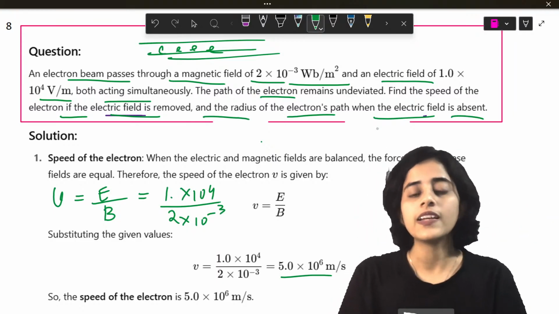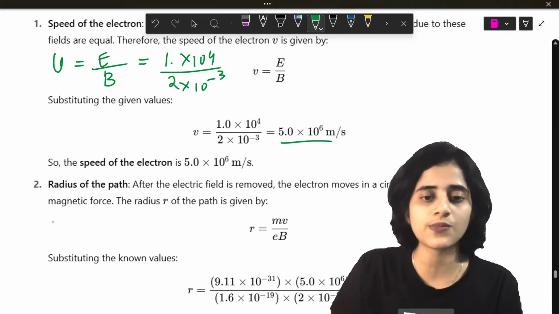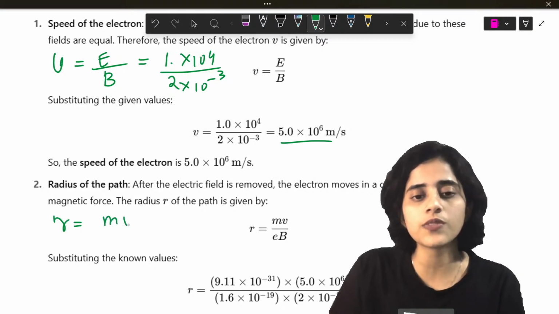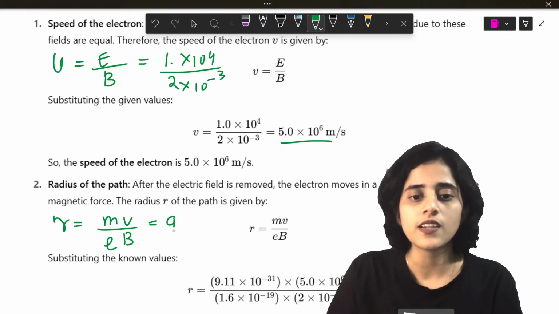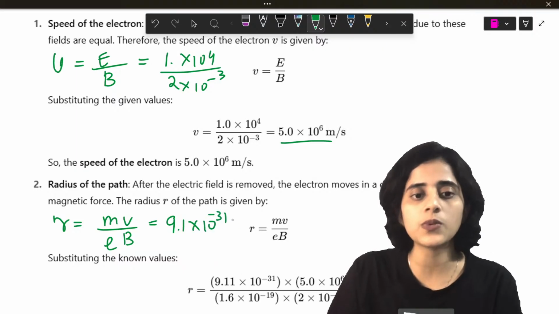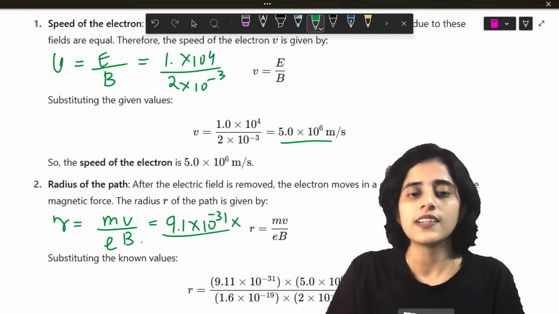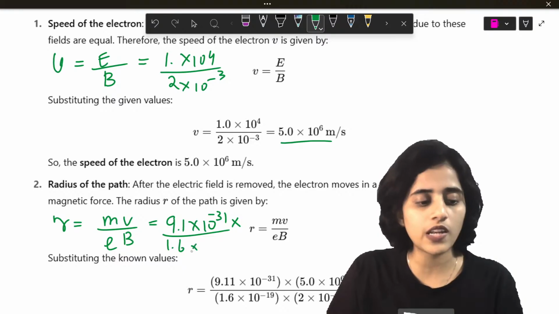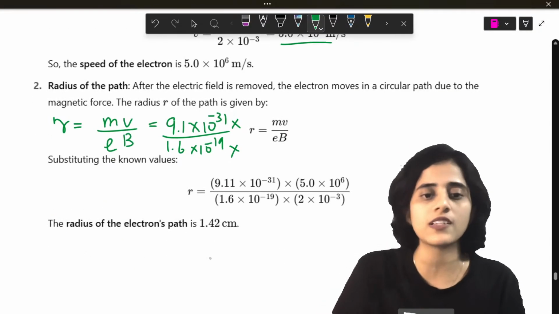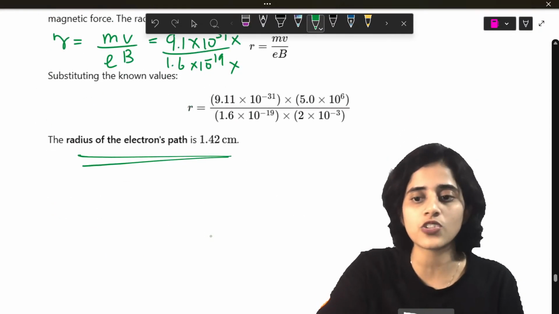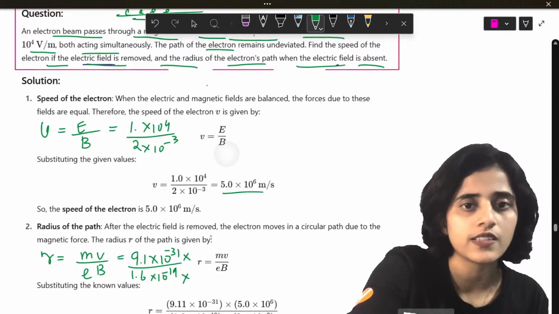Now, next is the radius of the electron's path when the electric field is absent. What is the formula for radius? R is equal to mv divided by eB. What is the mass? The mass of an electron is 9.1 into 10 raised to minus 31. The velocity you already found, 5 into 10 raised to 6, divided by the charge of an electron, 1.6 into 10 raised to minus 19, into the magnetic field, 2 into 10 raised to minus 3. So you will get the radius of the electron's path as 1.42. Direct substitution.